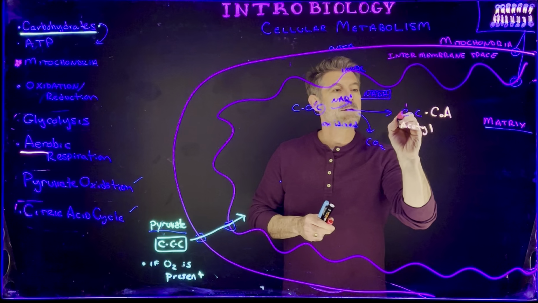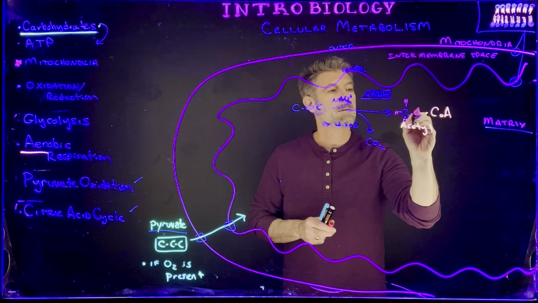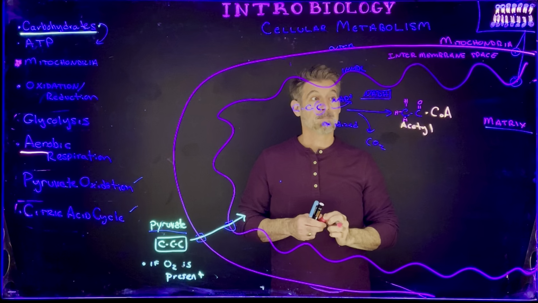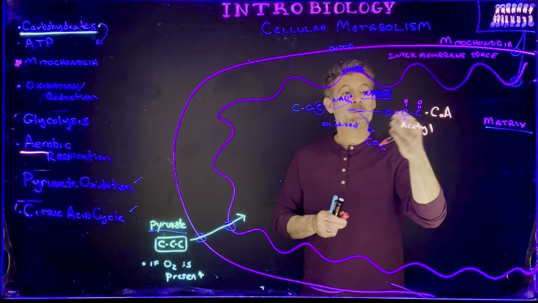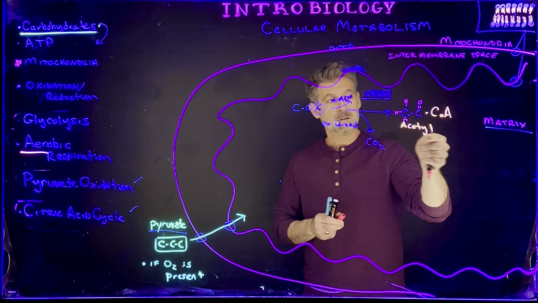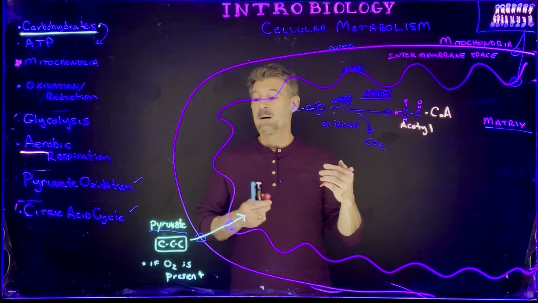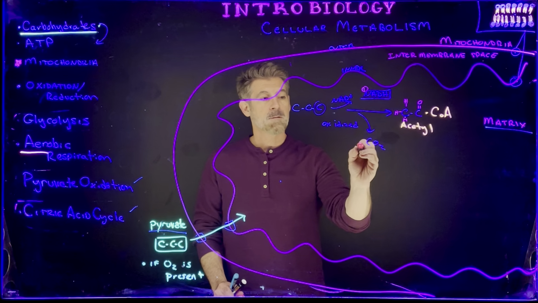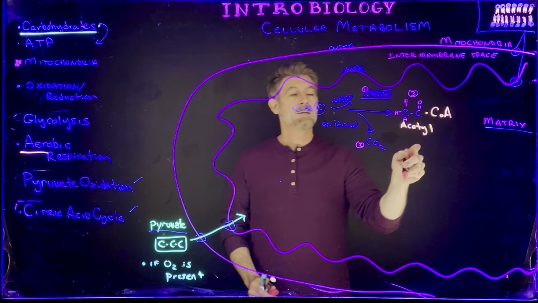So this actually has hydrogens here and a double bond to an oxygen there. So that's an acetyl group, and it's attached to a coenzyme A, so it's called acetyl-CoA. That's the name of this molecule. So there are three products of the process of pyruvate oxidation. One is NADH, two is carbon dioxide, and three is acetyl-CoA.